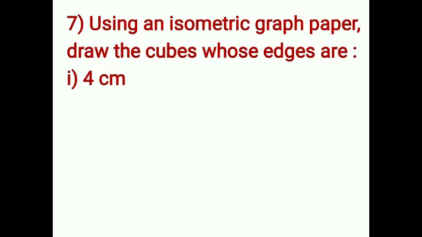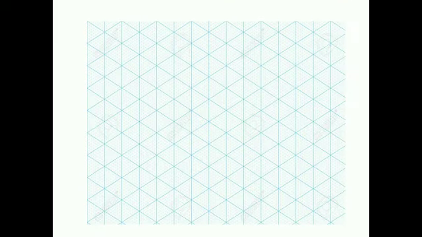Next example is, using an isometric graph paper, draw the cube whose edges are 4 cm. So now this is the isometric graph paper. So now see here, we have to draw 4 cm. Using an isometric graph paper, draw the cube. That means we have to draw the cube whose edge is equal to 4 cm.